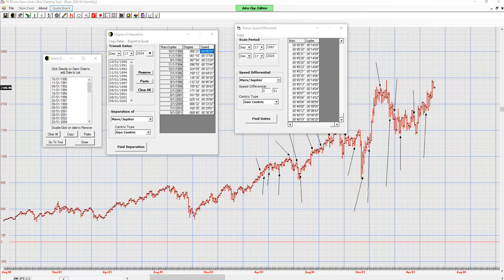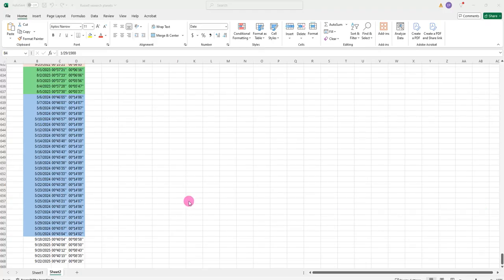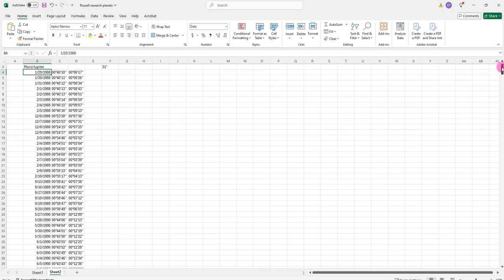So I'm looking at that on a monthly chart initially, and then I would go down to a smaller chart to take a deeper look at that if I liked what I come up with on the monthly. But let me show you the results of that. So here are the results of that particular speed differential. I had a confluence showing up at 30.5, so I put it in the tool as 31 minutes, and it spit out all these dates, going all the way back to 1988.